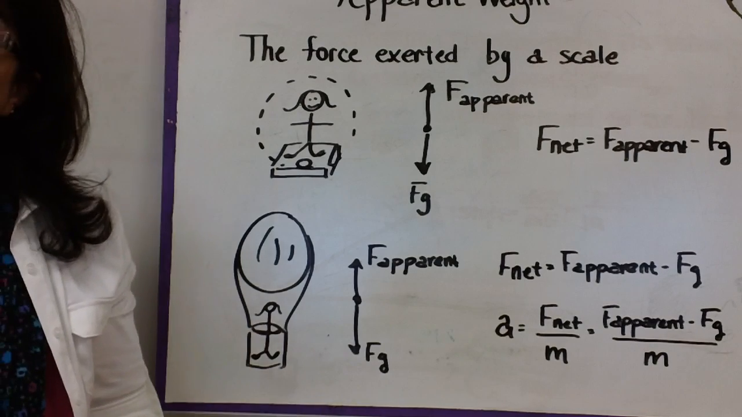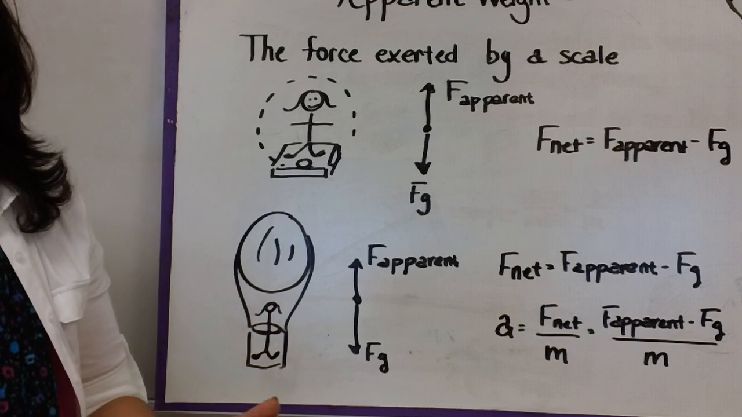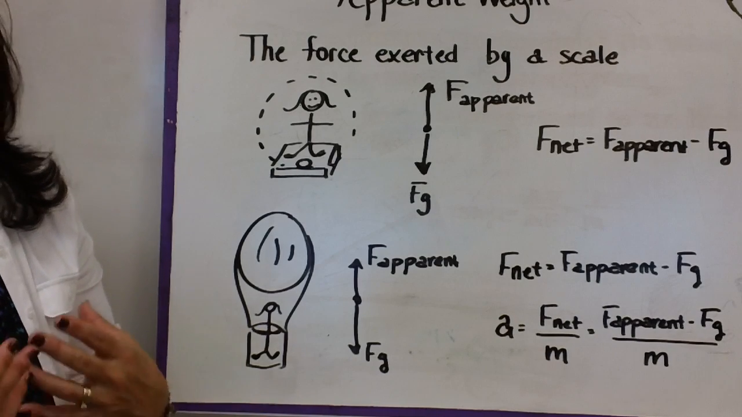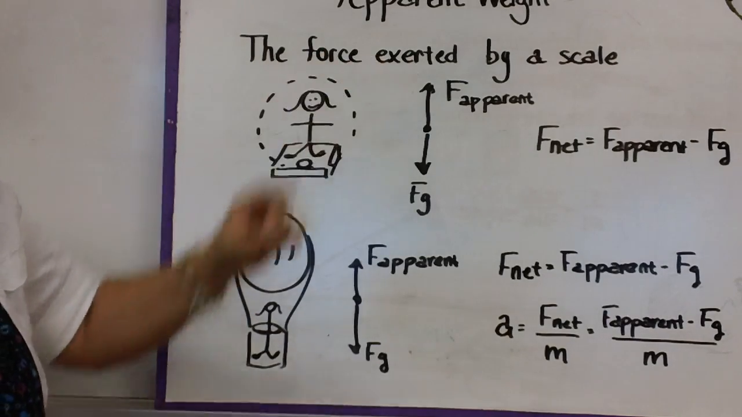If you're in a swimming pool, you feel lighter, even though you really are the same mass and the same weight. Nothing has changed. It's how you feel, that feel. So we have apparent weight as a force exerted by a scale.